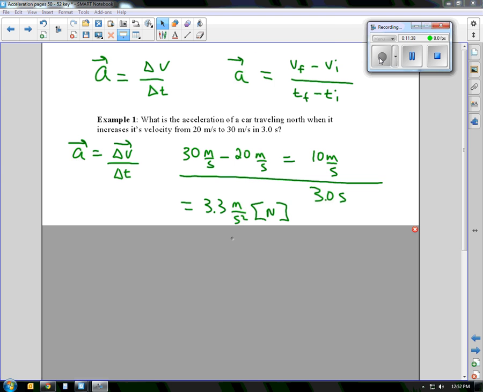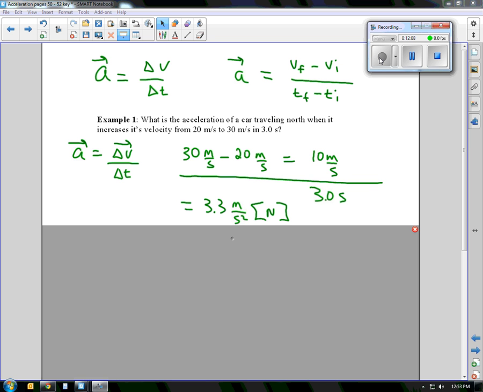Give this a little go. So in front of you, you have this example. We're going to work through two examples of positive acceleration calculations and then two examples of negative acceleration questions. So the first question, this is page 54 of your workbook. The first question says this: what is the acceleration of a car traveling north when it increases its velocity from 20 meters to 30 meters in 3 seconds?